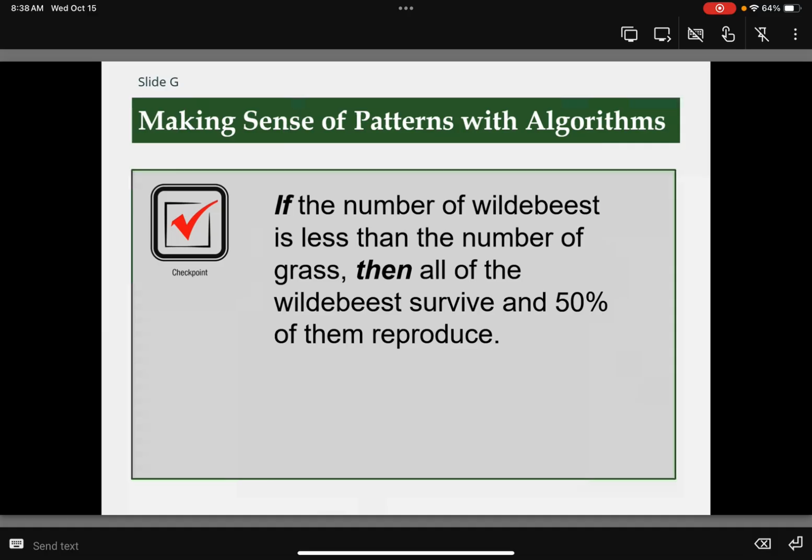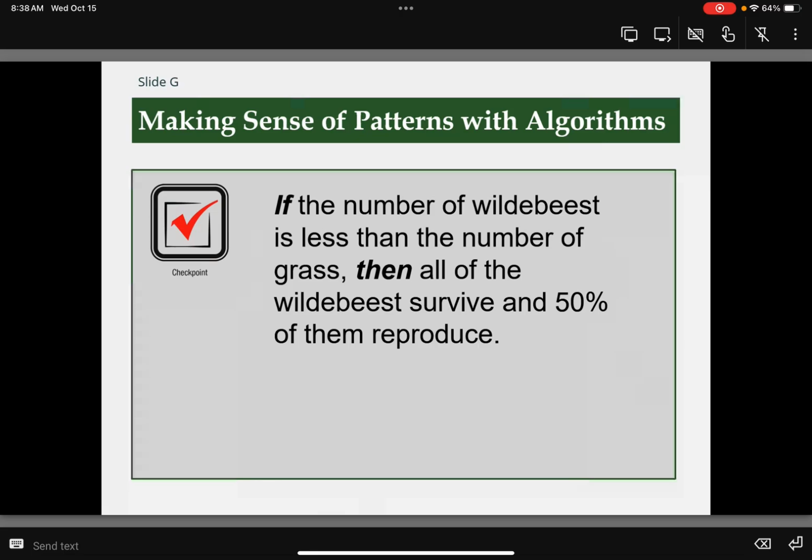If the number of wildebeest is less than the number of grass, what's going to happen? All of the wildebeest are going to survive, and half of them will reproduce, because we're assuming half are female. So that is an if-then statement.